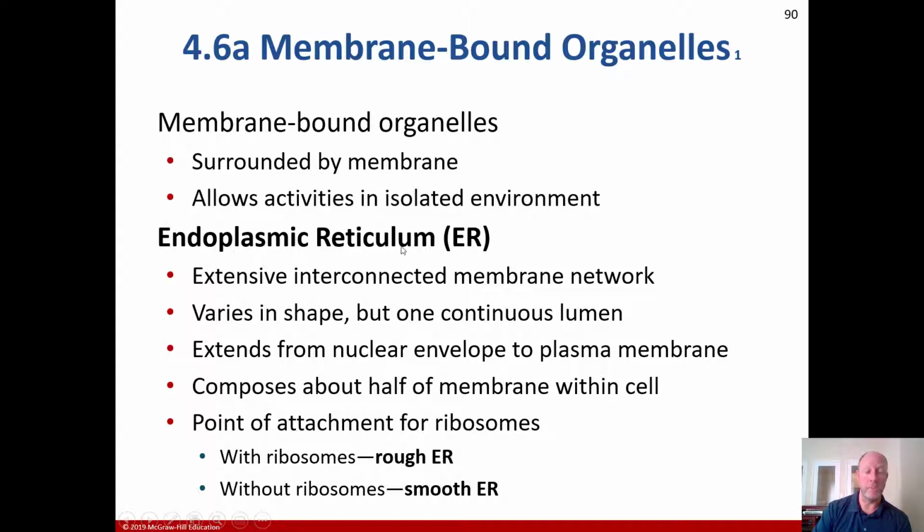The endoplasmic reticulum is an extensive interconnected membrane network. It varies in shape, but it's one continuous lumen. It extends from the nuclear envelope to the plasma membrane. It composes about half the membrane within a cell, and there are points of attachment for ribosomes. With ribosomes, it's the rough endoplasmic reticulum, and without ribosomes, it's the smooth endoplasmic reticulum.